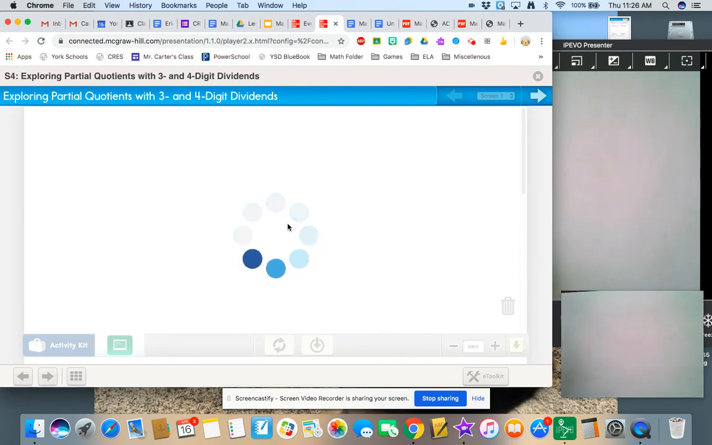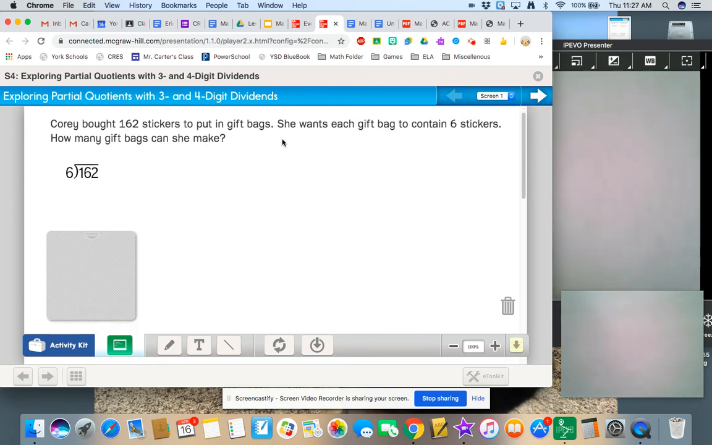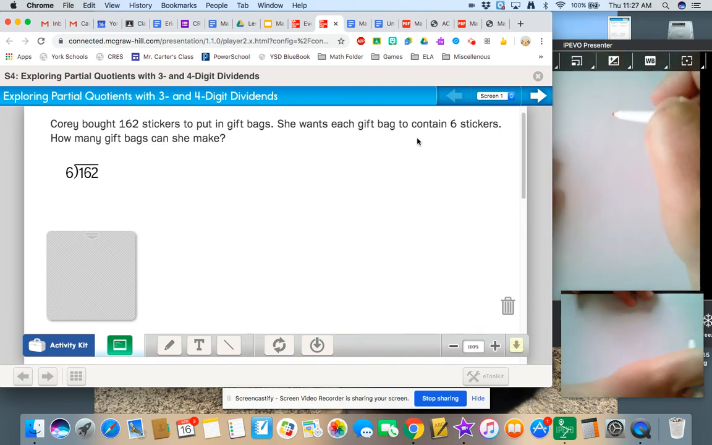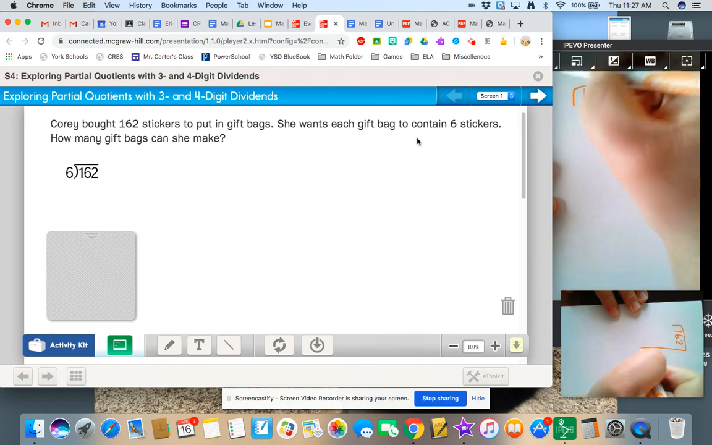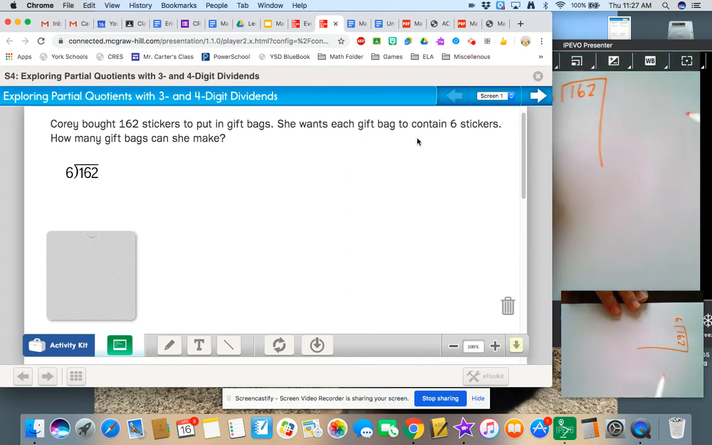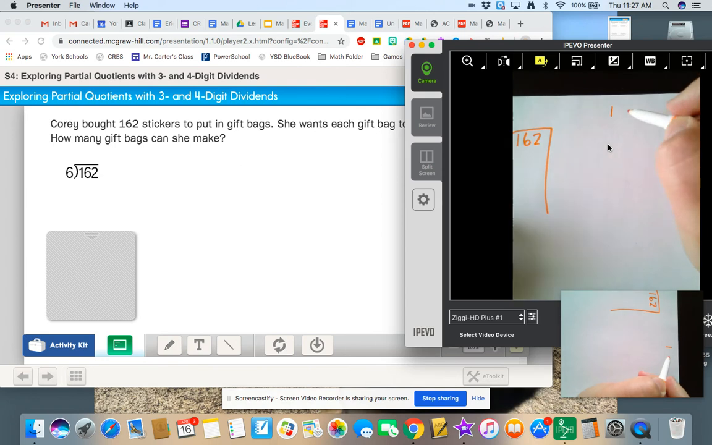So now we're good. We're going to go to the next problem, which is saying Corey bought 162 stickers to put in gift bags. She wants each gift bag to contain 6 stickers. So we're going to have to go 162 divided by 6. So again, I'm going to set up my partial quotient. 162 divided by 6. And before we even do that, I'm going to write an estimate here. Again, we want to have friendly numbers.